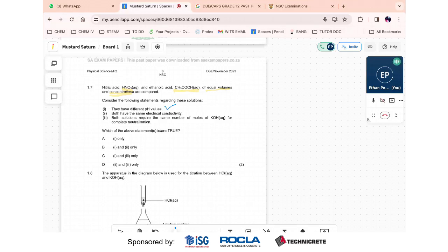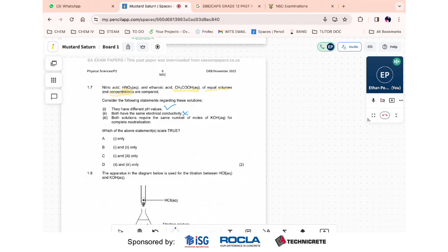Again, this is wrong for the same reason. HNO3 totally dissociates, so there's a maximum amount of ions in solution. Ethanoic acid doesn't do that, so there's less ions. Conductivity is a property related to the amount of ions in solution because the ions carry charge through solution, and that's electrical conductivity. So this is wrong. HNO3 would have a higher conductivity.